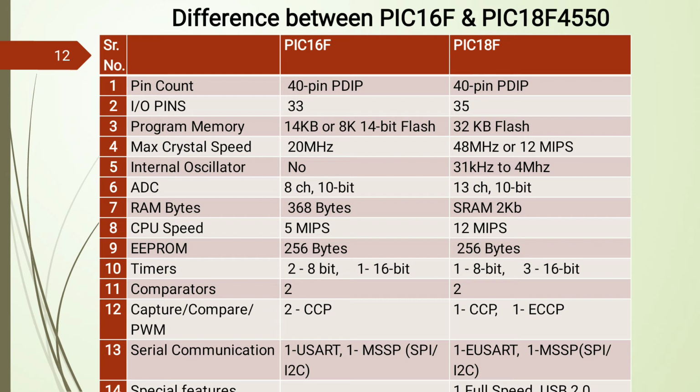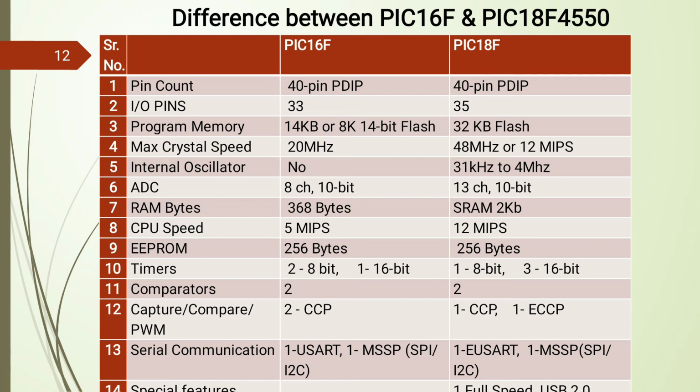So after that, we consider the number of IO pins. PIC16F consists of 33 IO pins, and PIC18F consists of 35 IO pins. So 2 IO pins are enhanced. After that, if we consider the program memory available for both microcontrollers, in PIC16F higher version, the highest program memory available is 14K, and the basic one, that is PIC16F877, consists of 8 kilobytes of flash type program memory.